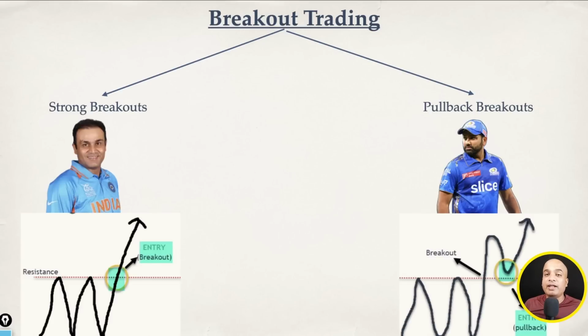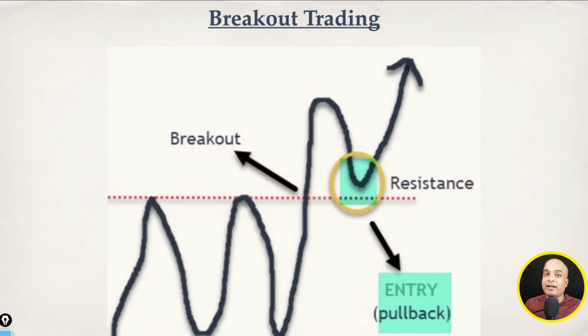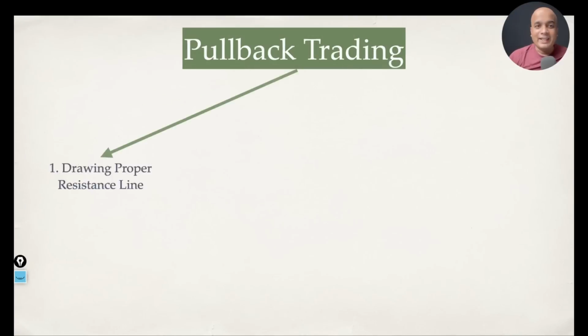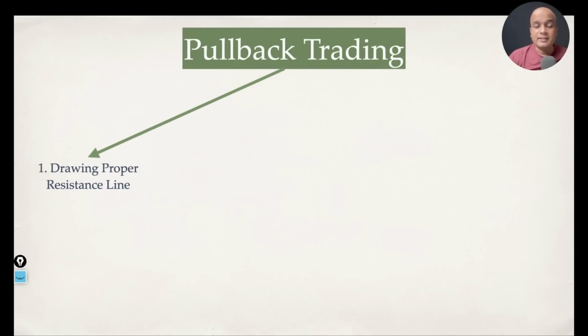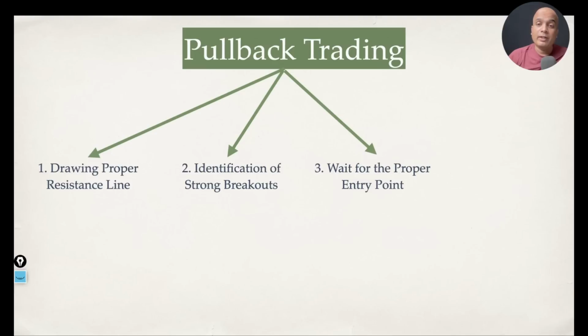In this video, we will learn how to spot pullback trade opportunities, how to take an entry, where to place the stop loss, and how to fix the target. So without wasting much time, let's start. Pullback trading consists of many important components. Number 1 is drawing a proper resistance trend line. Number 2, identification of strong breakout point. That is very important. And number 3, wait for the proper entry point.